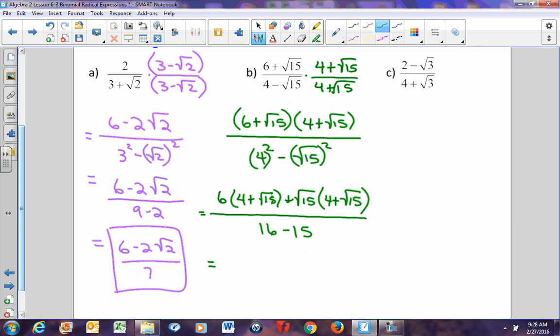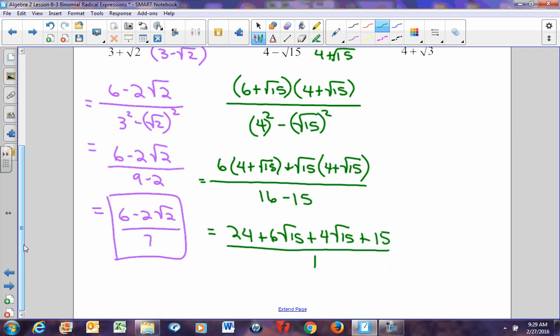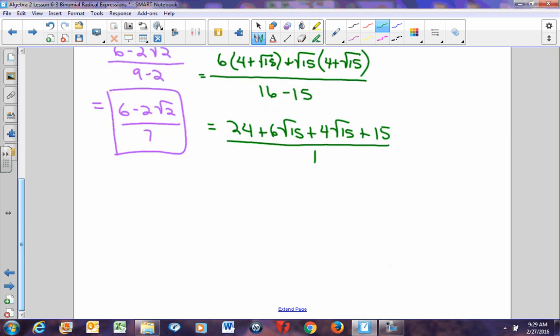I'm going to have 6 times 4 is 24, plus 6 square roots of 15, plus 4 square roots of 15, plus 15, because the square root of 15 times the square root of 15 is 15. All over 1. So I need to simplify this a little bit more by combining all my like terms. 24 and 15 is 39. Well, 6 and 4 is 10, so 10 square roots of 15, all over 1, so I can just leave the 1 off, and I end up with 39 plus 10 square roots of 15.